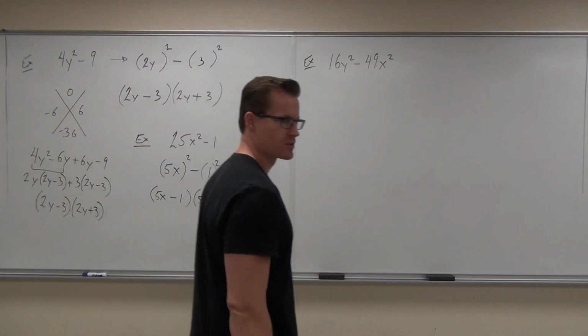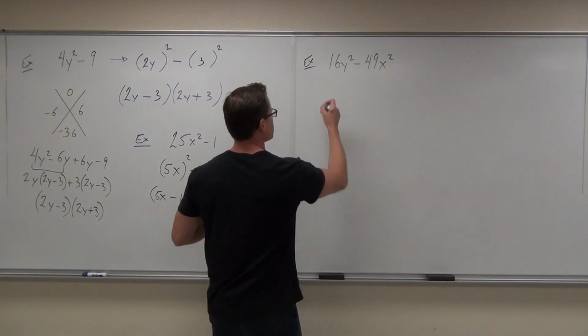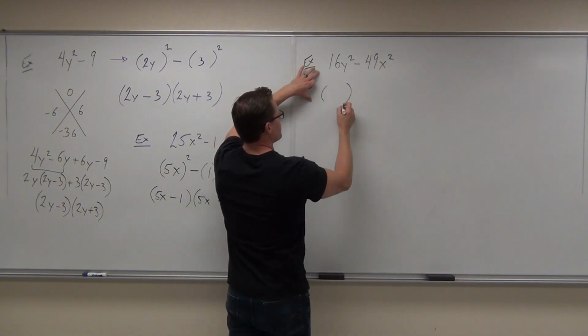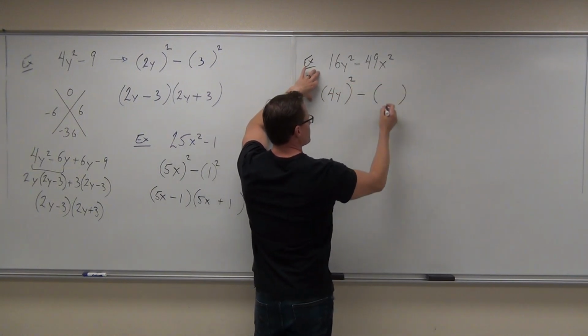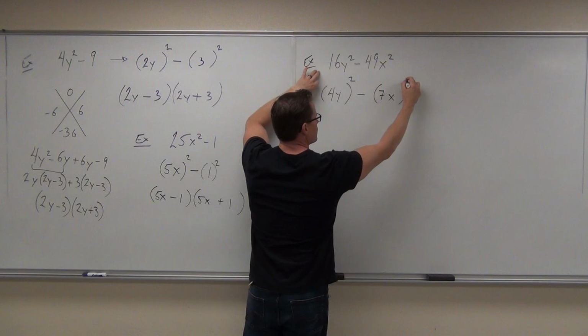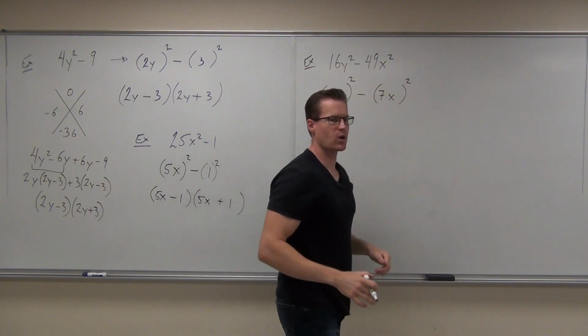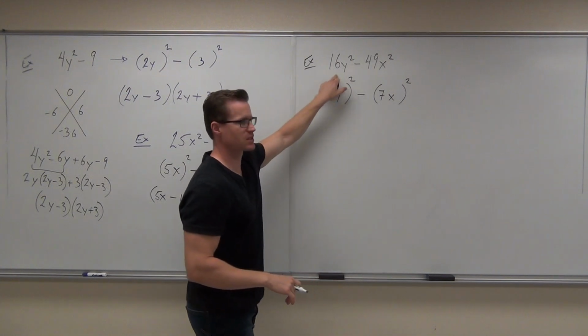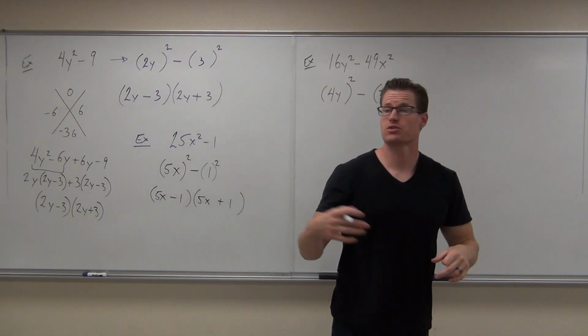Is it a difference? Yes. Can you write those terms as something squared? Yes. Let's do it. How about the first one? What is it? 4y. Good. I like it. Perfect. And then the minus, and then 7x squared. And so the 4y quantity squared, the 7x quantity squared. Make sure you're right. When we square that, do we get 16y squared? When we square that, do we get 49x squared? We got to make sure there's a minus between them.